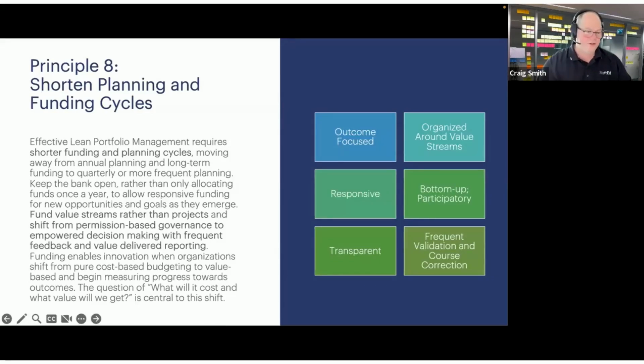So if you're on your journey to or doing that already, you're probably on your way. The question is, is it all these things in the right hand side? Are your cycles outcome focused? Are they organized around true value streams, not just say technology streams or business streams? Are they responsive and transparent? Is it a bottom-up participatory process? In other words, everybody's working together to make sure we are working on the right thing, and are we able to pivot or change tack rather quickly? That's when you start to get successful at this.